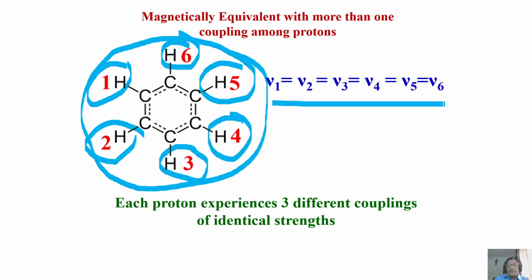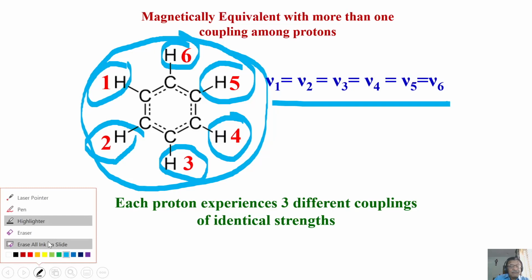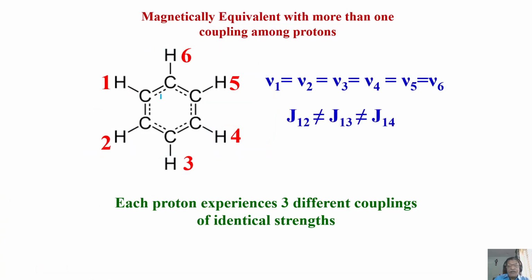That means the chemical shifts are the same: nu1 equal to nu2 equal to nu3 equal to nu4, nu5 and nu6. All chemical shifts are the same. But what about their coupling strengths? Remember, J12 is not equal to J13, because this is a 3 bond coupling, this is a 4 bond coupling and this is a 5 bond coupling. So J12 is not equal to J13, which is not equal to J14.